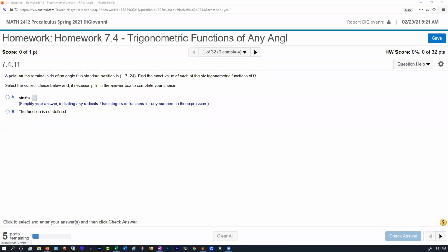All right, going to be doing the homework here for 7.4, trigonometric functions of any angle. A point on the terminal side of an angle theta in standard position is given to you: (-7, 24) is the point. Find the exact value of all six trig functions.